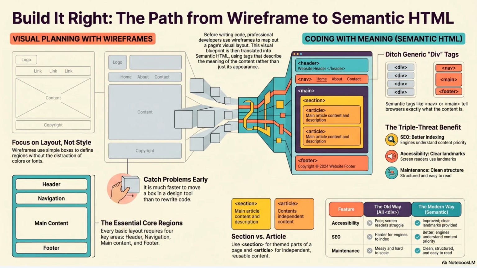This is the full chapter recap graphic. Use it to pull everything together, rather than introducing anything new. Left half is visual planning with wireframes. Focus on layout, not style, catch problems early, and the 4 essential core regions. Right half is coding with meaning. Ditch generic div tags, ship semantic tags instead, and the triple threat benefit: SEO, accessibility, and maintenance. The old way versus modern way table at bottom right is a good one to linger on, since it condenses slide 8's comparison into one glance.